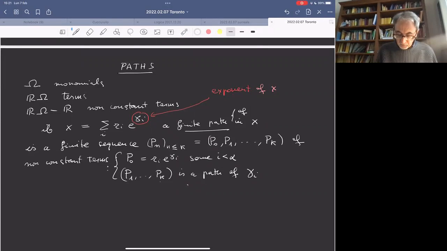So I hope this is clear. And an infinite path is defined similarly, but it's infinite.